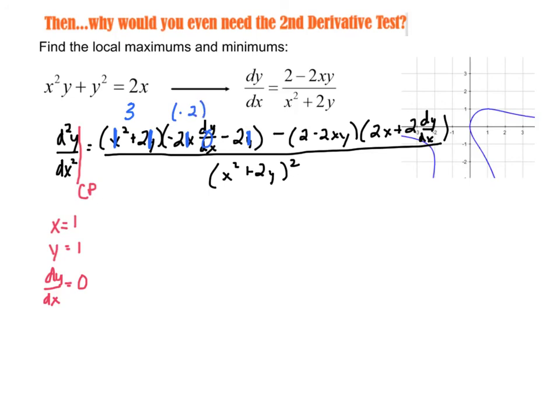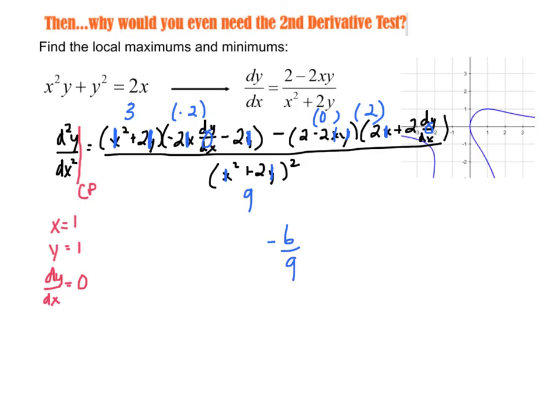Over here, 2 minus 2 times 1, this whole thing, 1 times 1, this whole thing is 0. 2 times 1 plus 2 times 0 is 2. And the bottom, 1 squared plus 2 times 1 is 3. 3 squared is 9. So if you actually did it, we have negative 6 minus 0 over 9. We get negative 6 ninths. So the second derivative is negative.